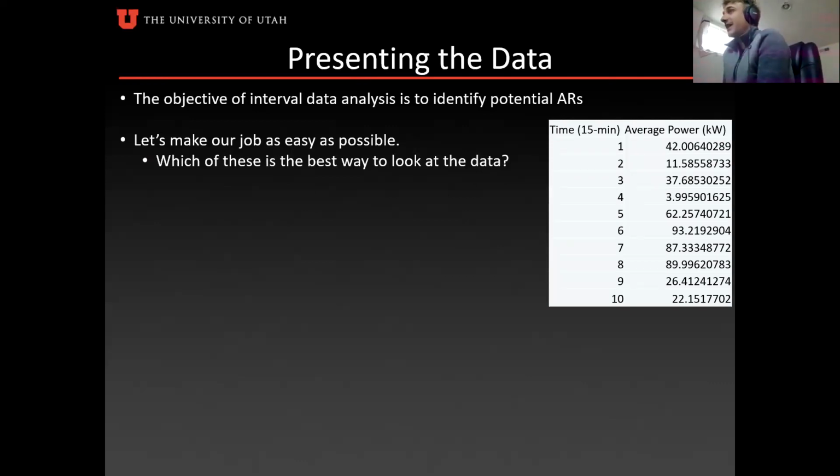Does anyone have any favorable or unfavorable things to say about presenting 15-minute average data in a table? I feel like that could be good if you just highlight the high and the low. But other than that, it's really difficult to understand, especially when you've got a bajillion digits on it.